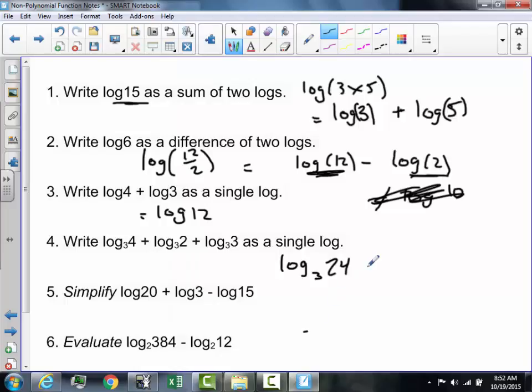If not, as we're going to learn a little bit later today, there's a change of base rule that says this is actually log 24 divided by log 3. That's the other way you can type it in your calculator. Can you find that?